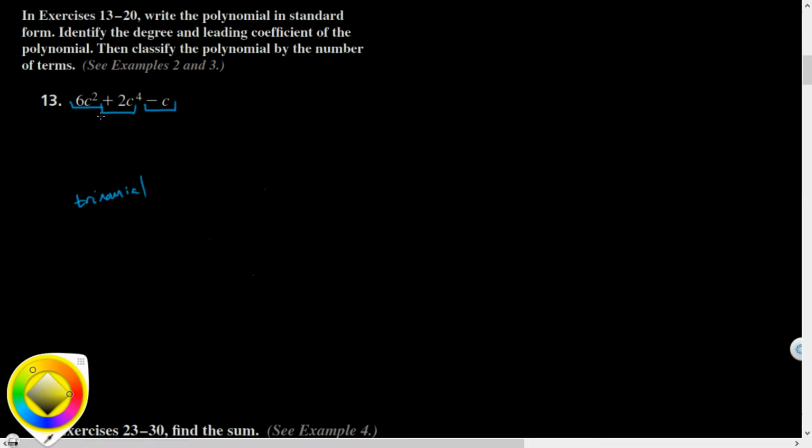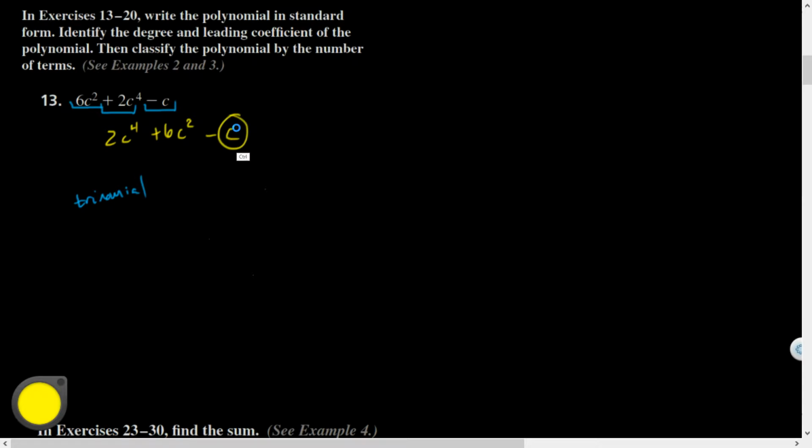So yeah, let's order these by degree. So yeah, 2c to the 4th. And what is the degree of that last term there? 1. For standard form, we go from the biggest to the smallest for degree. So that's what we're doing. So I just had to swap these two. And this was a trinomial because it had 3 terms.